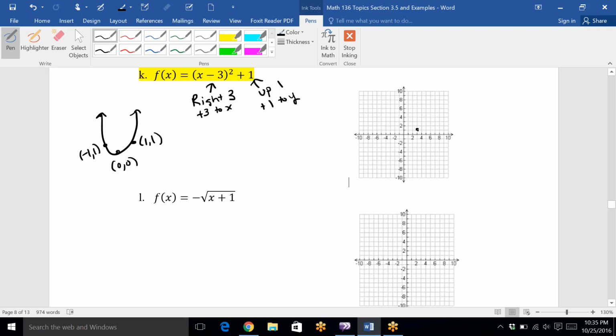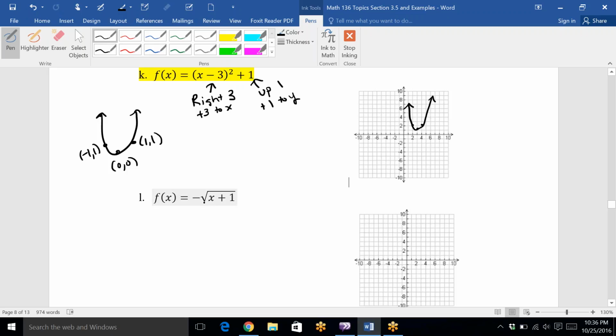So that's my new vertex. My point (-1, 1) would go right 1, 2, 3, up 1. And (1, 1) would go right 1, 2, 3, up 1. So notice this parabola has just been moved piece by piece over.